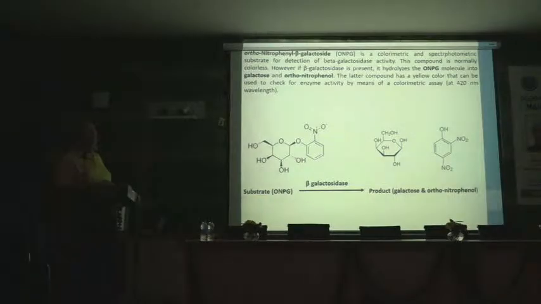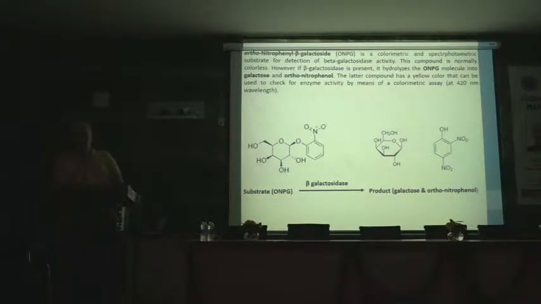Okay, we can use the ONPG substrate that, in the presence of beta-galactosidase, will give the product galactose and orthonitrophenol. Orthonitrophenol is very important at this point because at 420 nm it has a yellow color, so you can detect it by spectrophotometry. Obviously beta-galactosidase has its physiological and biological role for the bacteria. But when we expose ONPG to the effect of this enzyme, we can detect the product that is easy to detect by spectrophotometry.